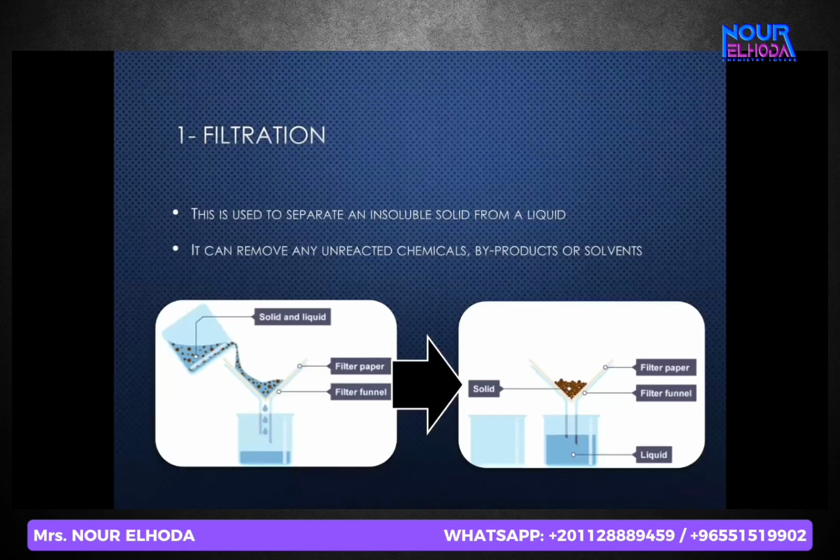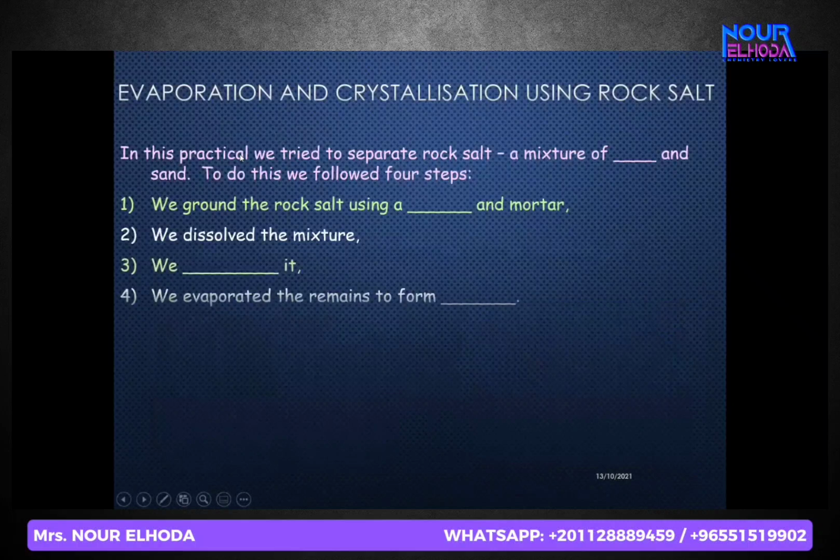Let's continue. As you see here in decanting, if you ask what decanting is, it's just carefully pouring the liquid out of the solid. You just do it slowly and pour the liquid slowly, so you remove all the water out of the sand, out of the mud you have.